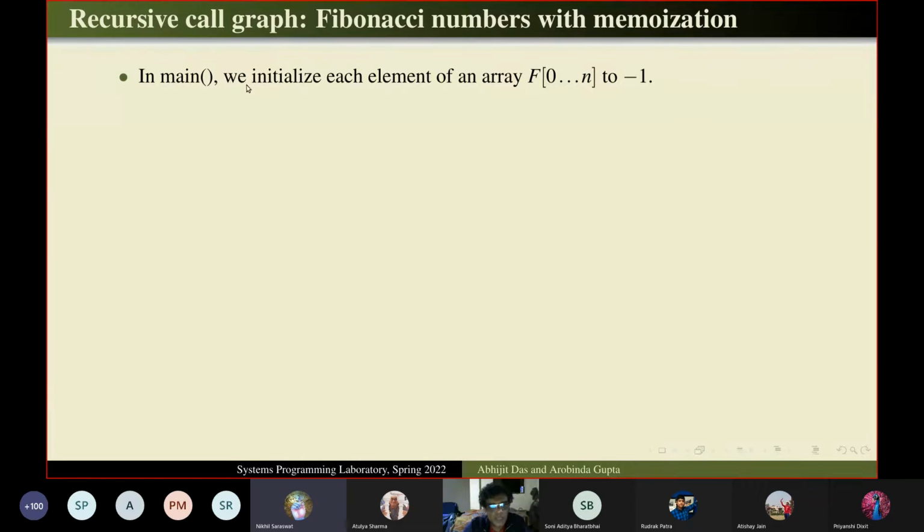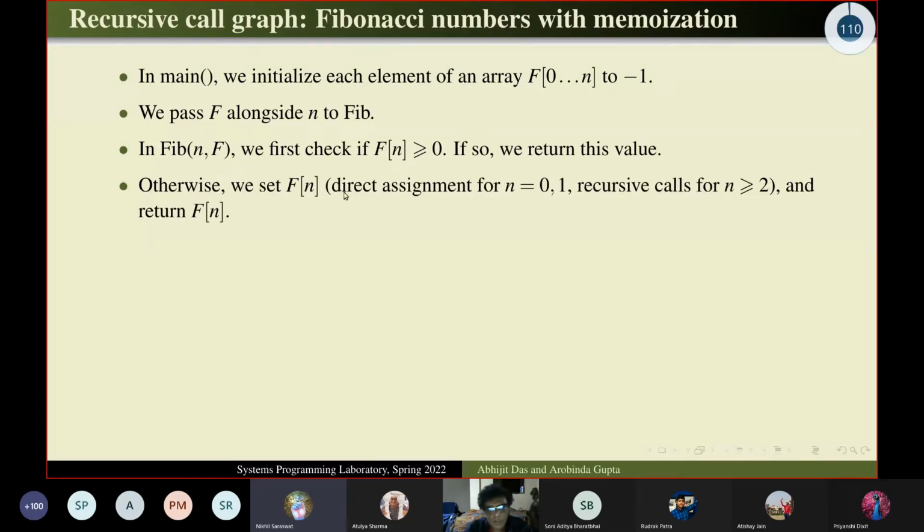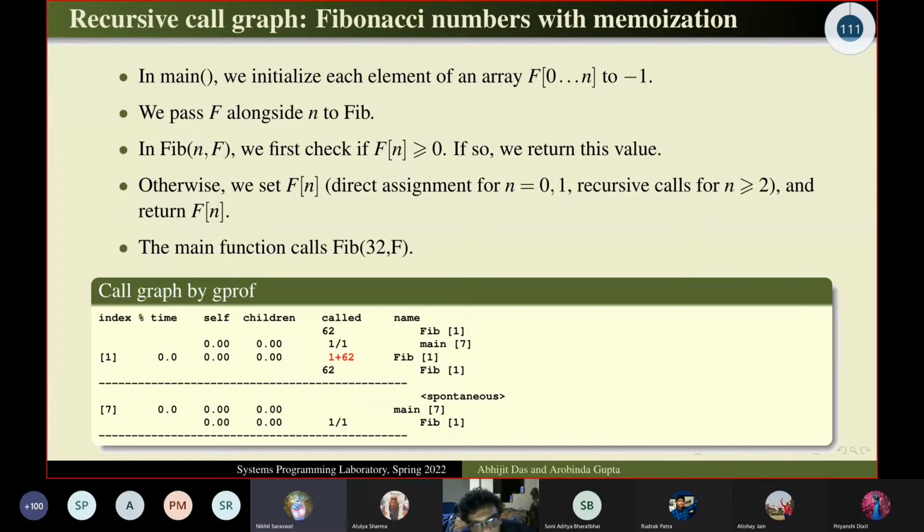So I hope you know this idea. In main, we initialize the elements of an array f to -1. n is 32, so this is not a huge effort. And we pass f along with n to this function. In it, we first check whether f[n] is greater than or equal to 0. Essentially, this means that it is computed, so return this value. Otherwise, we set f[n]. If n is 0 or 1, just set f[0] to 0 or f[1] to 1. Otherwise, make a recursive call and return f[n]. This is a standard memoization idea. And in the main function, you call this.